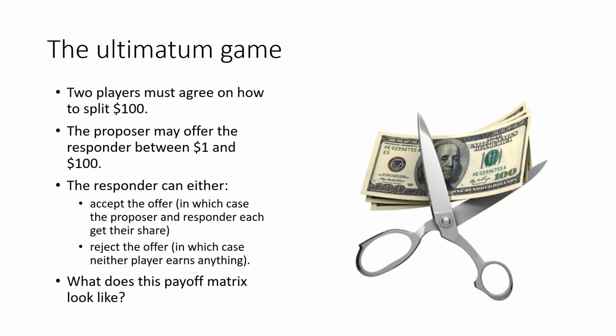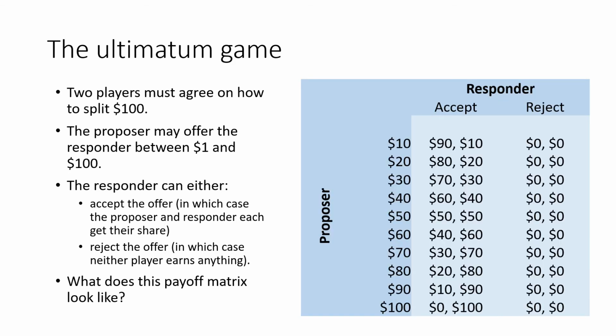What does this payoff matrix look like? As you can see in the figure, the matrix on your right hand side, you can pause for a second and think about this question. What is the Nash equilibrium in this game? And the answer is 90 and 10.